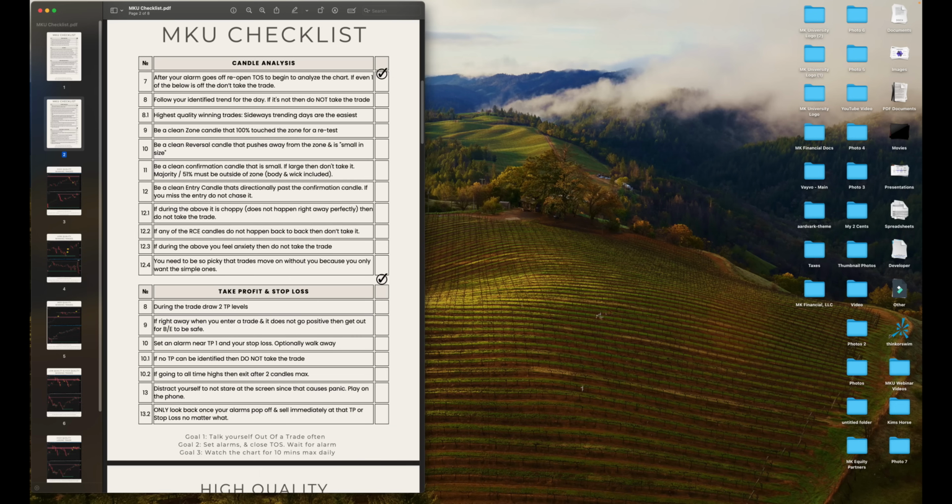Set the alarm. Pick up my phone, as I mentioned. Play a little video game on my phone, search something on Google, watch TikTok, watch YouTube, something. I can't watch a trade, and I don't think a lot of people should either, right? But that's 10. FYI, if no TP can be identified, then do not take the trade.